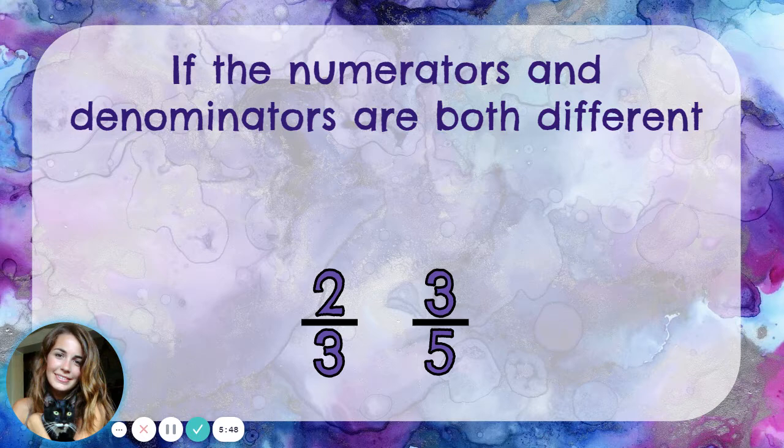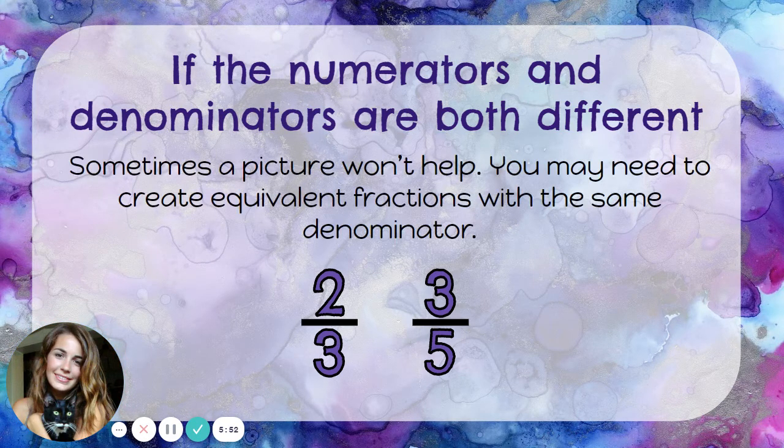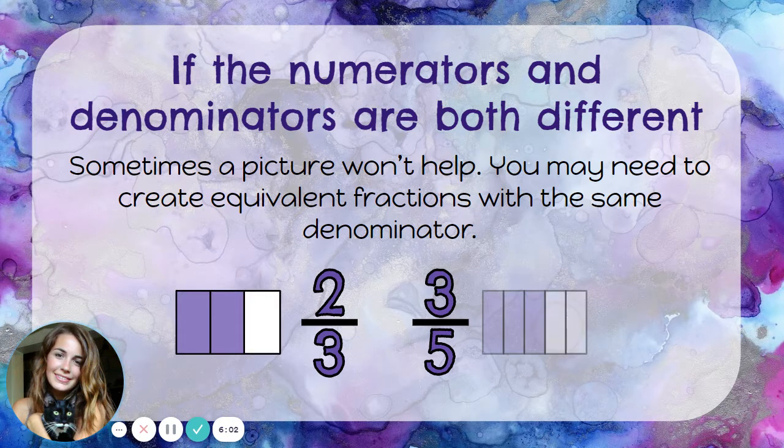Let's try comparing 2/3 and 3/5. Sometimes a picture won't help. You may need to create equivalent fractions with the same denominator. Let's look at a picture of 2/3 and a picture of 3/5. They are so close, it's hard to tell which has more shaded in. So let's look at how we can create equivalent fractions with the same denominator to make it easier to compare.